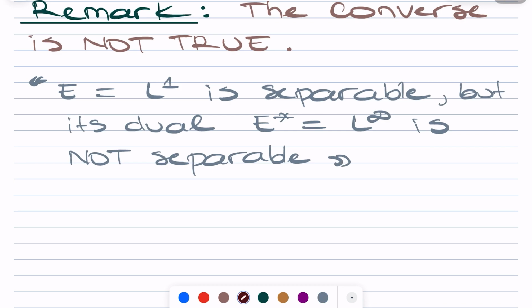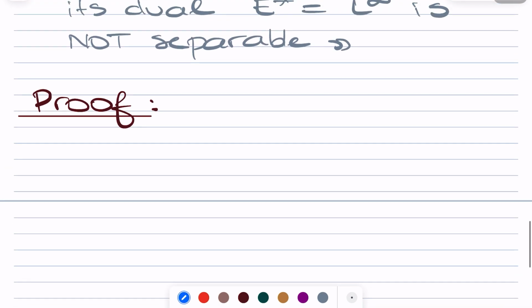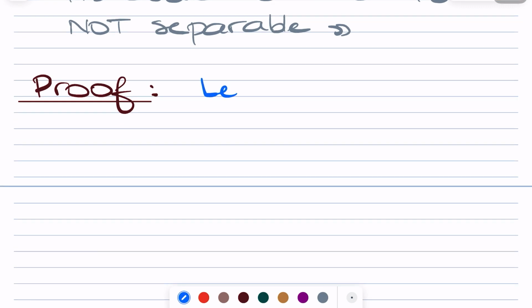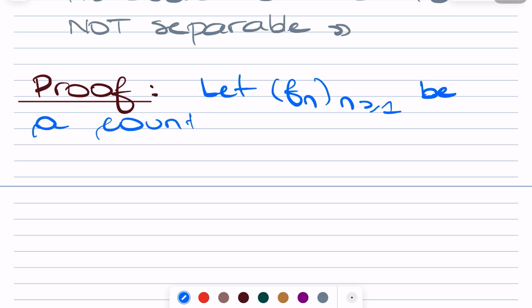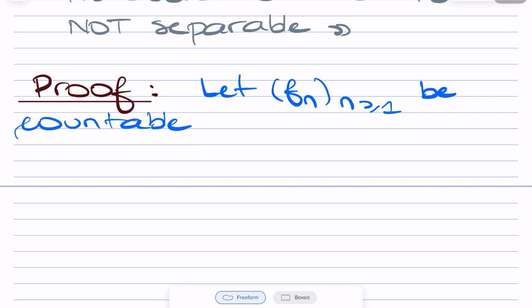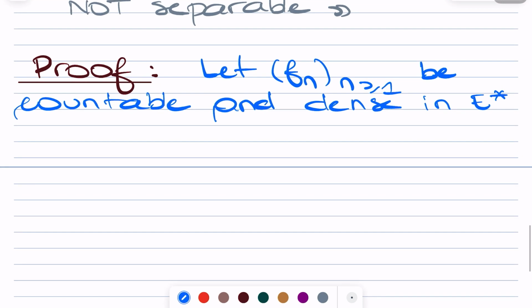Okay, good. So let's go into the proof. For the proof, we are assuming that the dual space is separable, and our goal is to show that E is separable. So let F_n, n greater or equal than 1, be countable and dense in the dual space E star. This comes from the separability of the dual space.